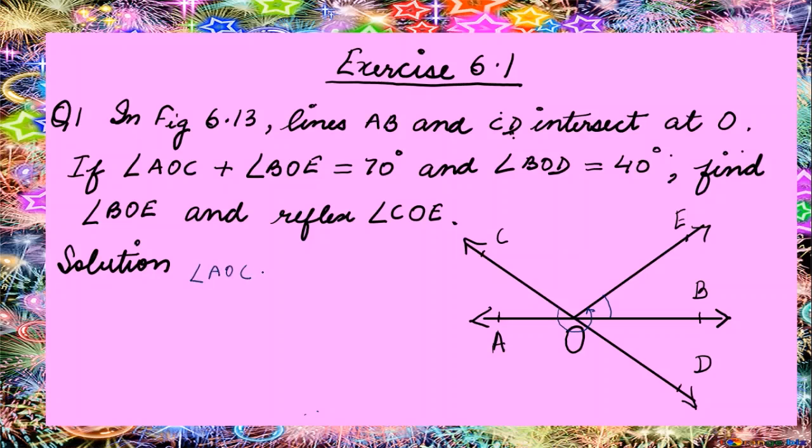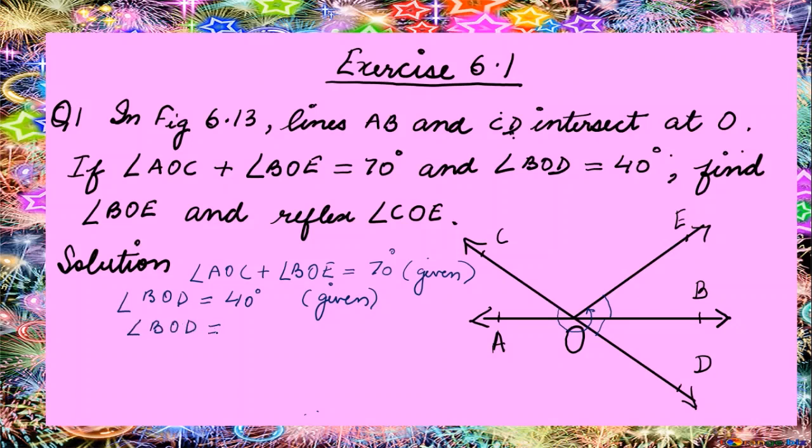Angle AOC plus angle BOE is given to be 70 degrees. Yes, this is given. And angle BOD equals 40 degrees. This is also given. And you can say angle BOD equals angle AOC equals 40 degrees. Why?